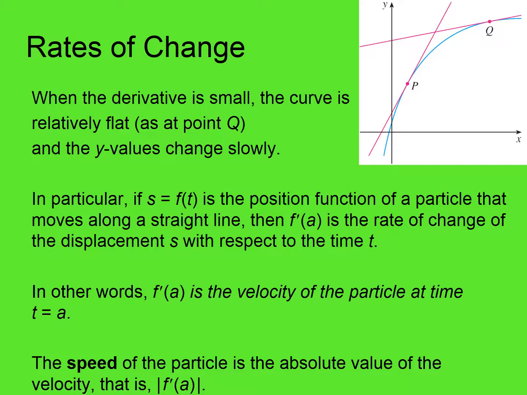What's the relationship between velocity and speed? Sometimes they are used interchangeably, but in the Stewart way to talk about things, the speed of the particle is the absolute value of the velocity. That is, the absolute value of f prime of a. So speed can't be negative, but velocity can be negative if the particle were to go in the negative direction along the line.